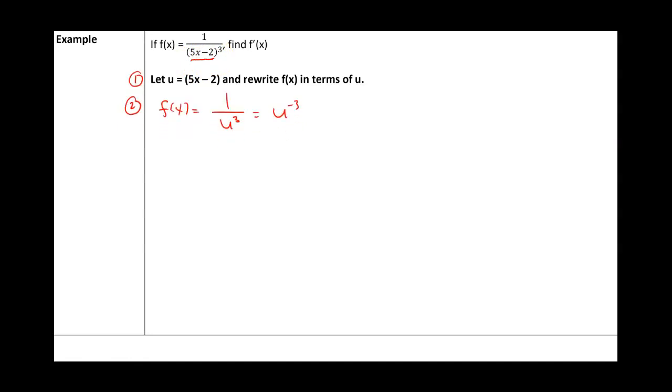Now remember, for derivatives, we always rewrite this whole thing with the exponent at the top, at the numerator. So we're going to move it to the numerator. It becomes u to the negative third. Now, anytime you have a u, you're always going to get a u prime. Anytime you do that substitution, you'll always get a u prime. So u prime is going to be the derivative of 5x minus 2, which is just 5.